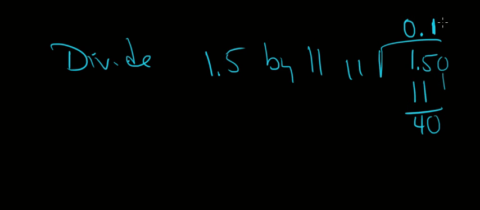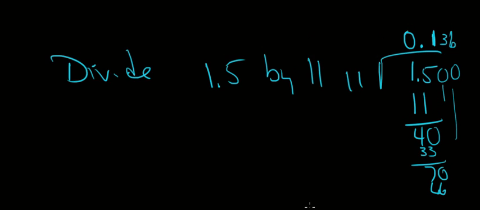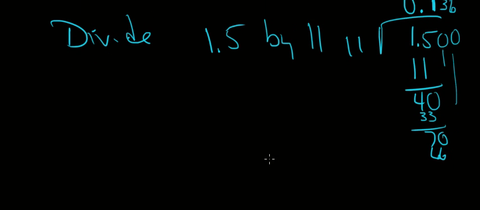11 goes into 4 how many times? 3 times. What's my answer here? 33. 7 left over. I don't have a 0, so I have to bring a 0 down. How many times? 6 times. 66. Let me scroll up here a little bit. Oh, can't lose my answer. Okay, so I have a 4. I have to add a 0 and bring a 0 down. What goes up here? Goes down here. Okay, what's left over? 7, right?